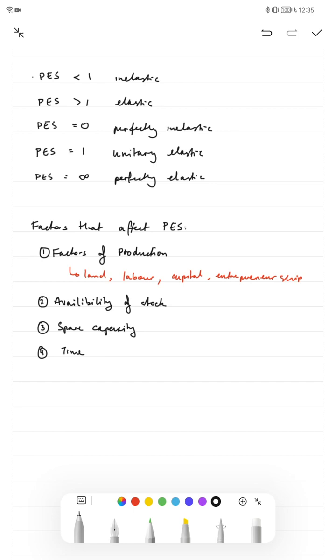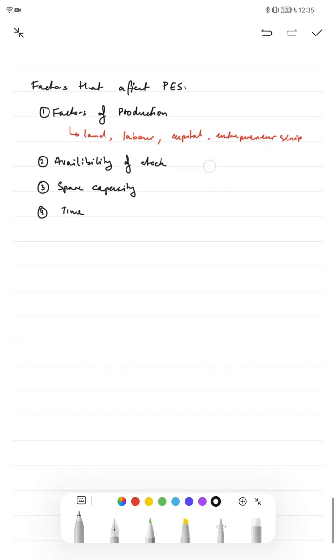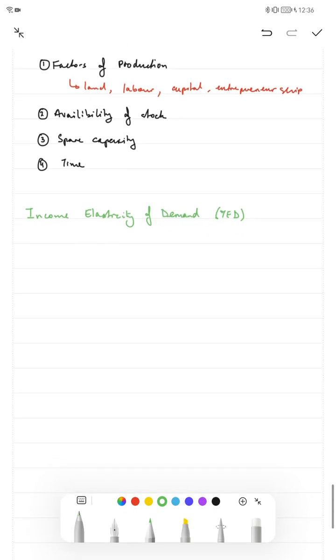And the next one would be income elasticity of demand. Now I'm going to call this YED. Y for income, because people tend to say that I is inflation or interest rates, which can become quite confusing, so I've always heard YED. The definition is the same.